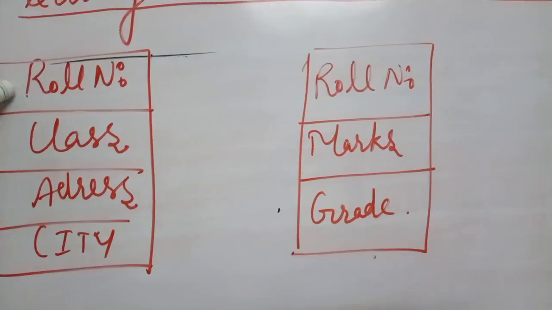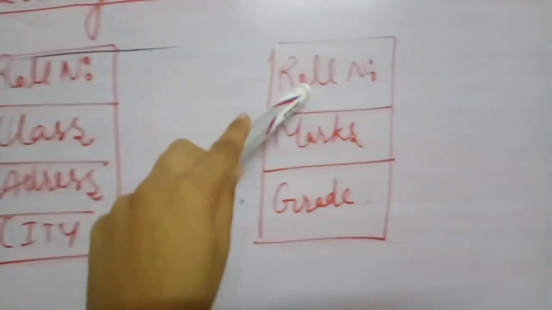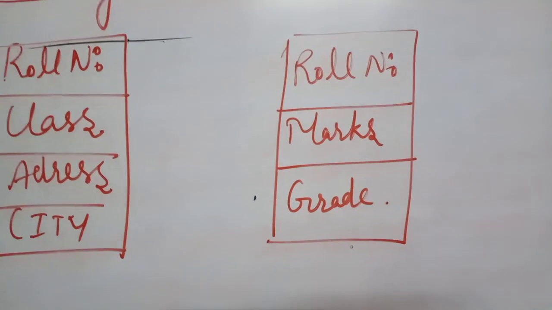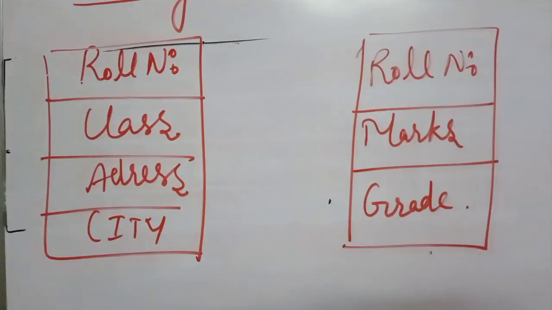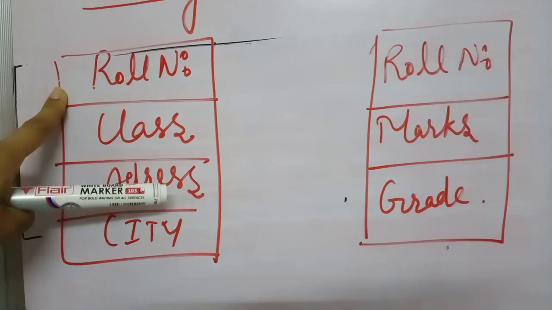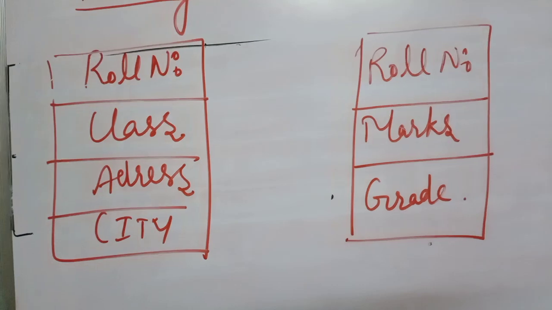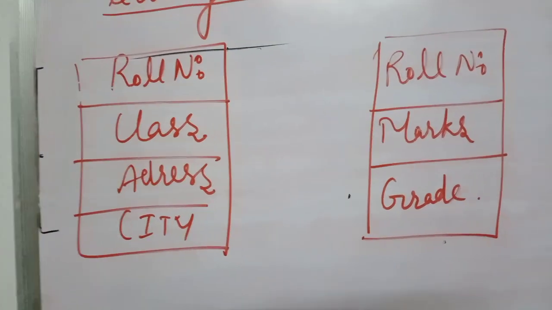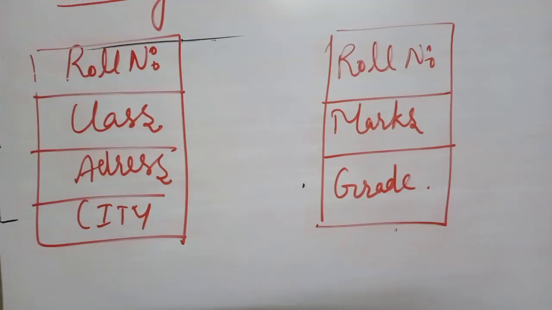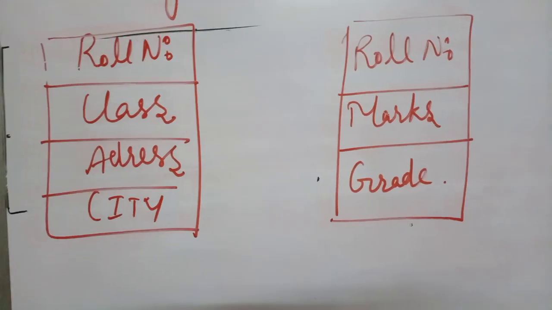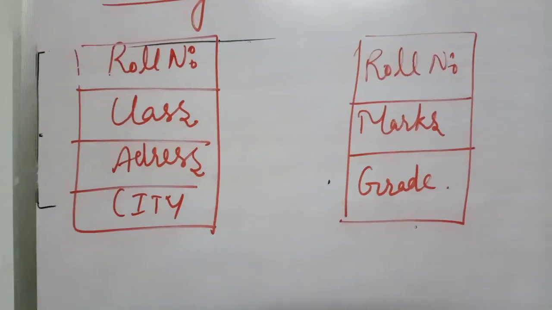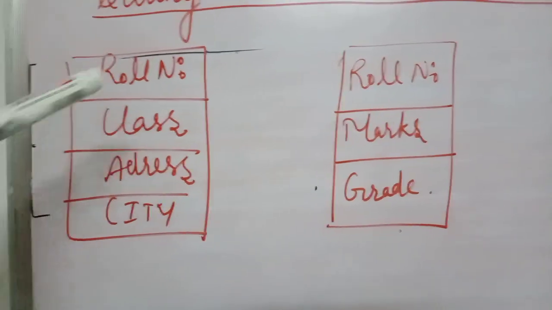So this is the primary key for this table, and this is the primary key for this table. But whenever you are creating a relationship, this is called the primary key for this table, and this is called the foreign key for the other table. So the field that is a primary key in one and acts as a foreign key in the other is known as the foreign key. Clearly, the primary key is the same in both.